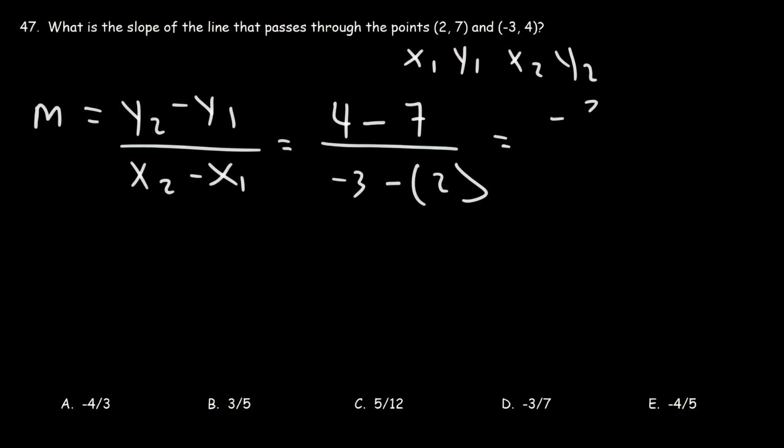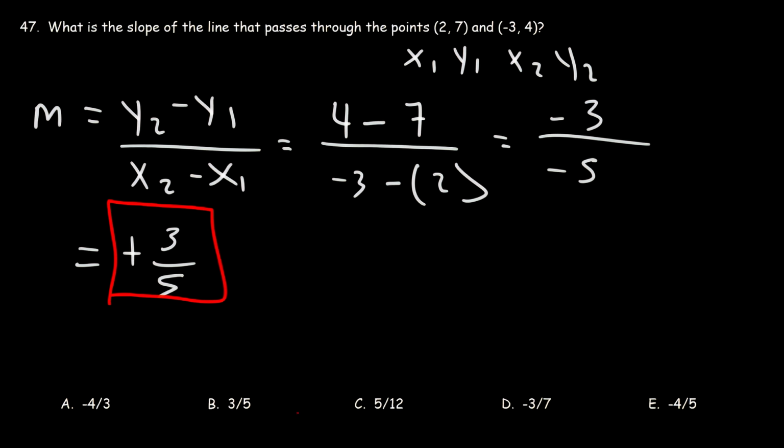4 minus 7 is negative 3. Negative 3 minus 2 is negative 5. When you divide two negative numbers together, you're going to get a positive result. So the slope of this line is going to be 3 over 5.